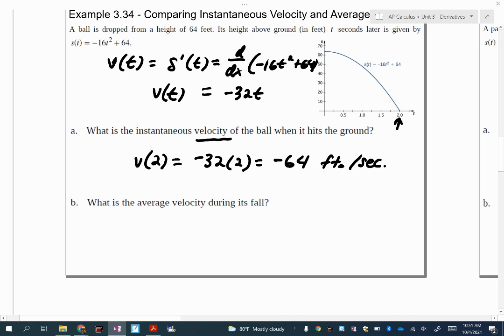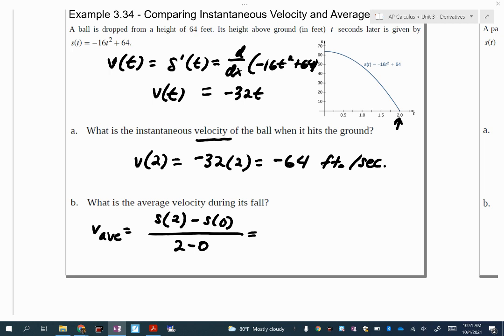Now the average velocity. I should put v there, sorry about that. This is going to be the change in the distance. So s of 2 minus s of 0 all over the change in time, or 2 minus 0, right? Since it takes 2 seconds for the ball to hit the ground.